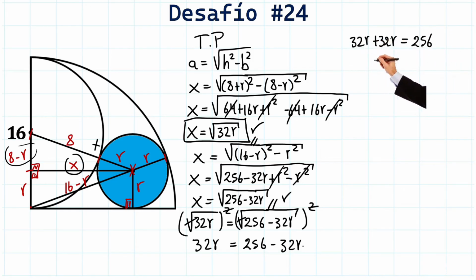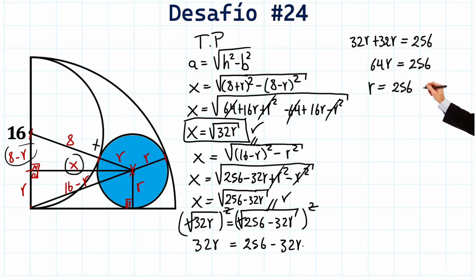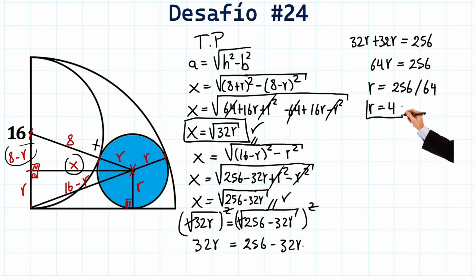If we add here, we get 64r, and this is equal to 256. We divide this, and we find that r is equal to 256 over 64. And when we divide, we get that r, ladies and gentlemen, boys and girls, r is equal to 4. That is the radius of our circle, whose area we wanted to find.